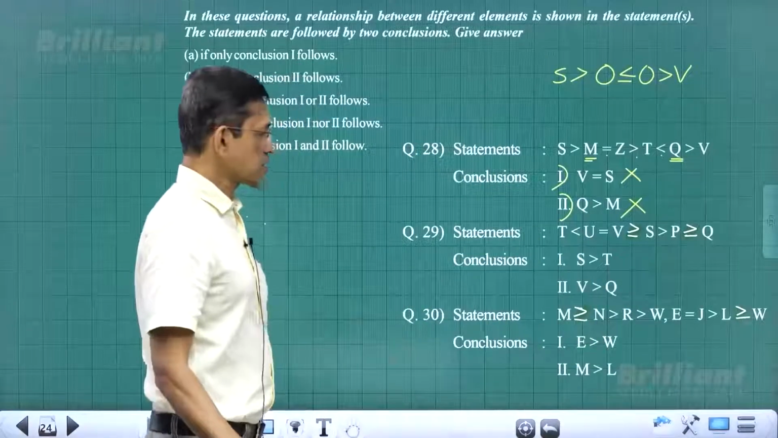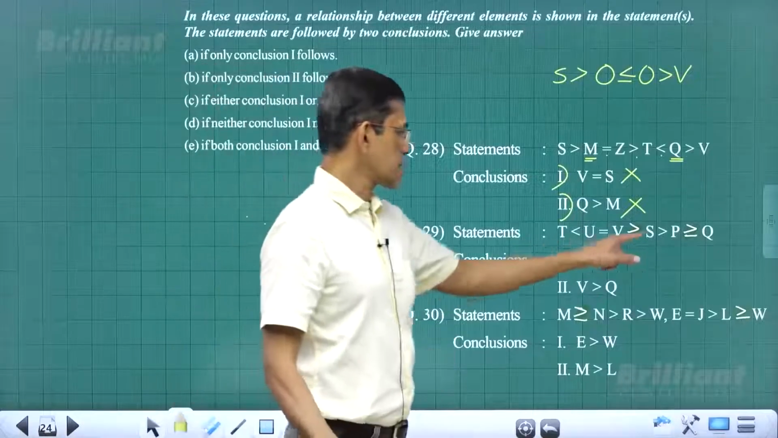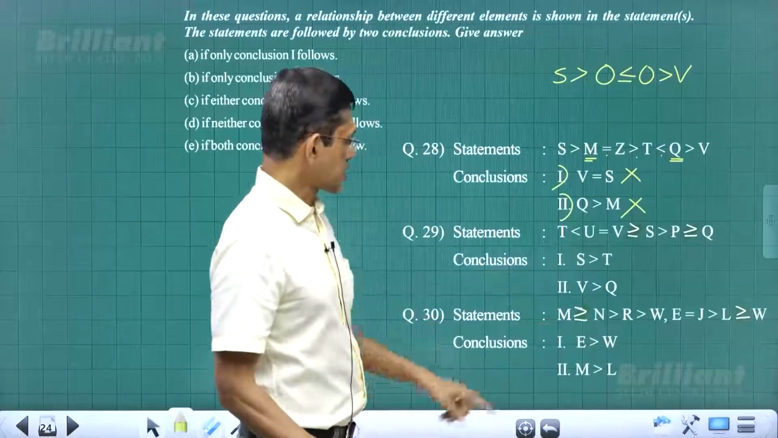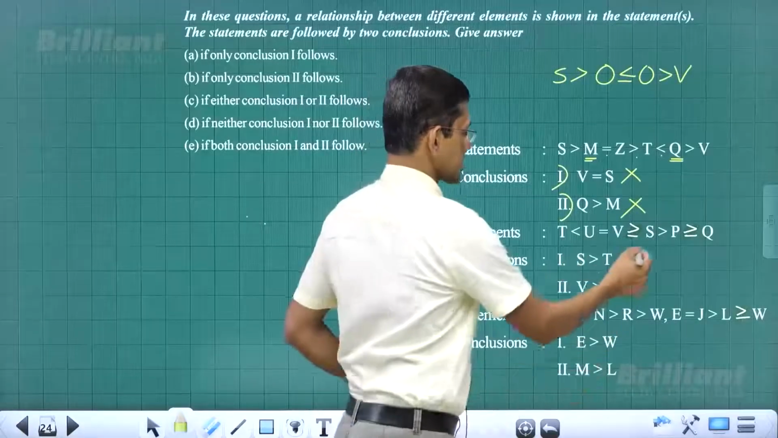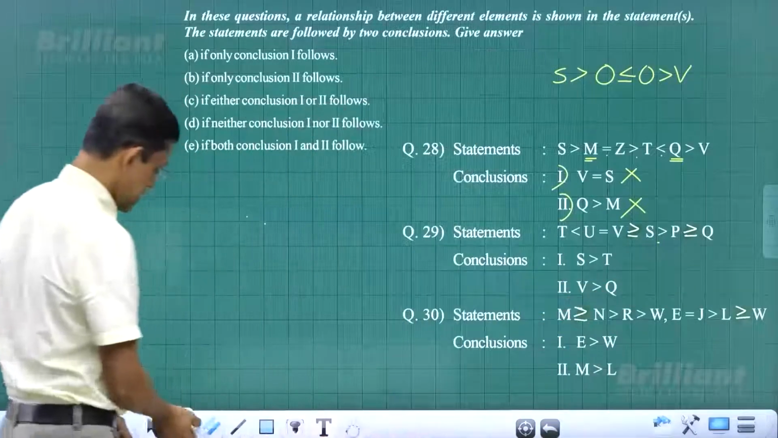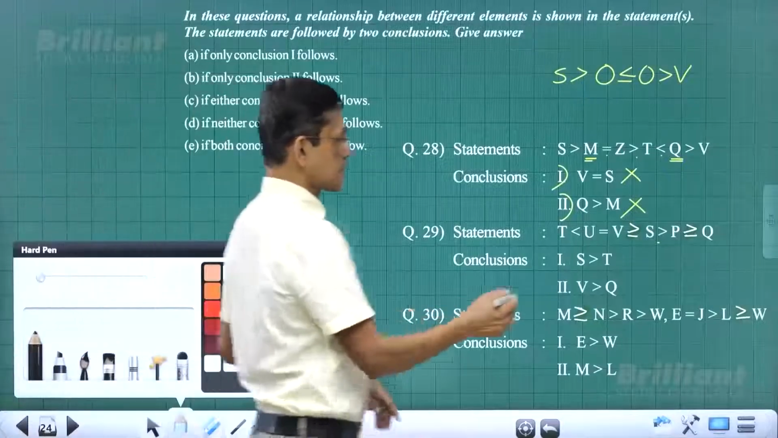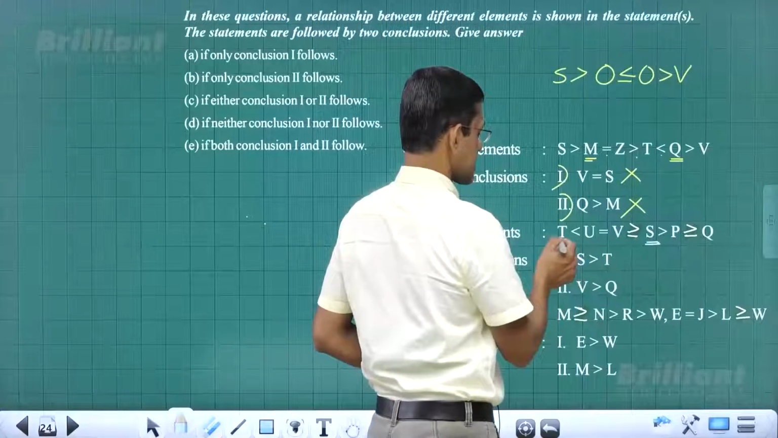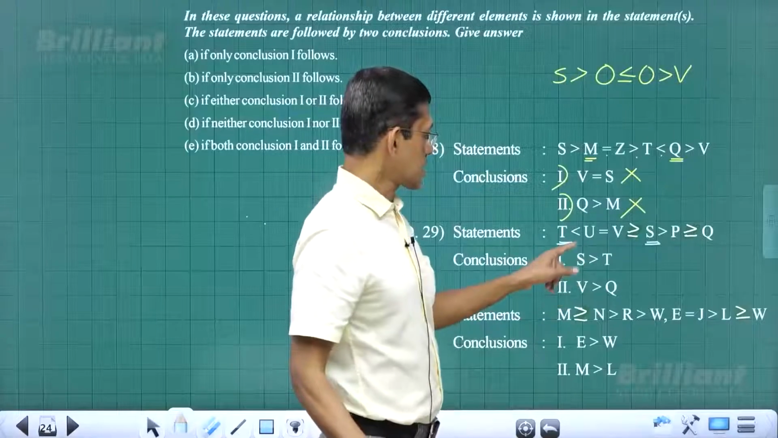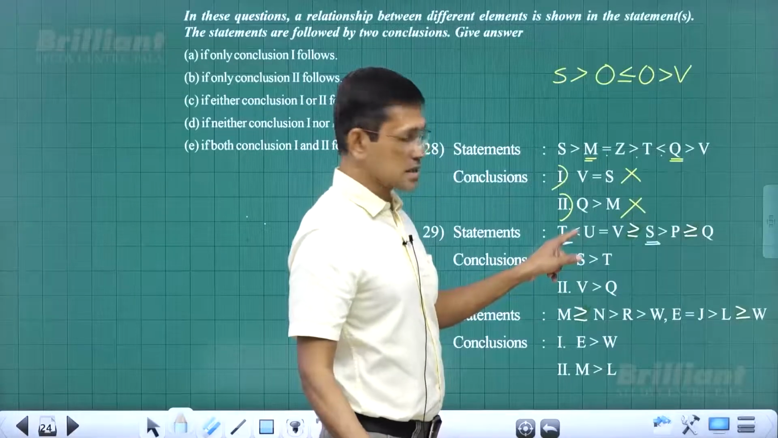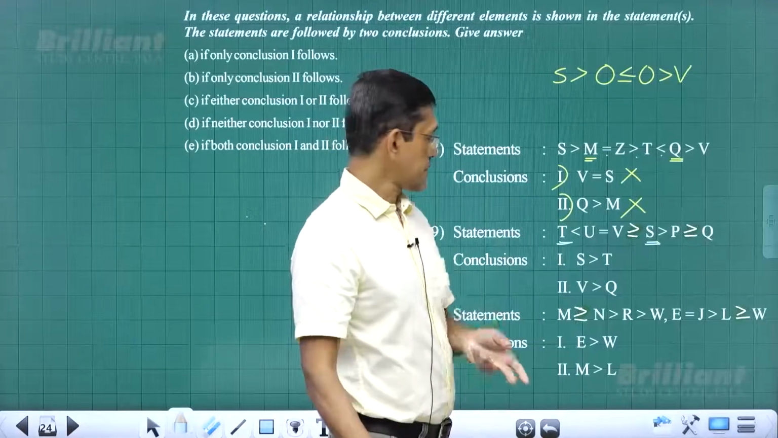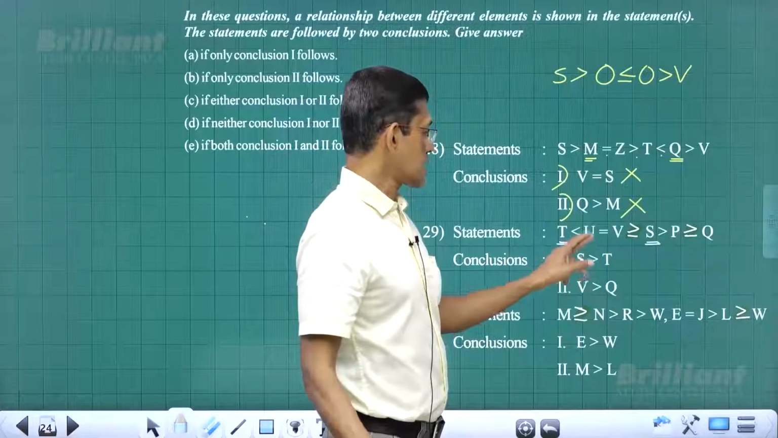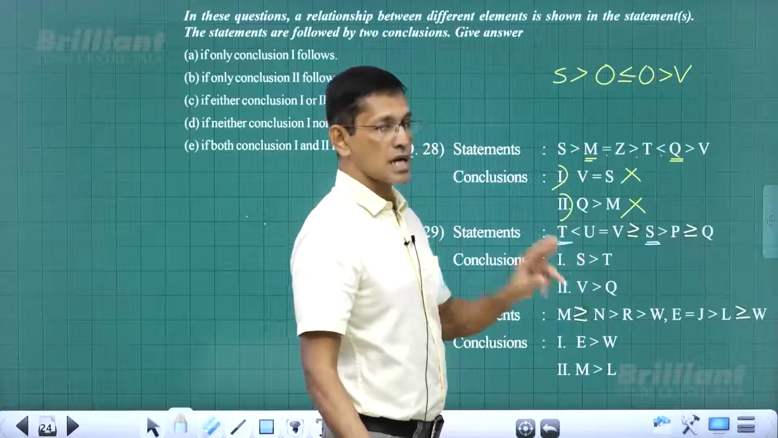Now question number 29. This is the statement right here. Look at the conclusions. S and T. Between S and T, look at this. This is S. Let me use another color. S is here, T is here. Between S and T, what are the symbols we have? Less than symbol here, greater than or equal to symbol here. Contradiction. If it's a contradiction, S greater than T, that doesn't follow.